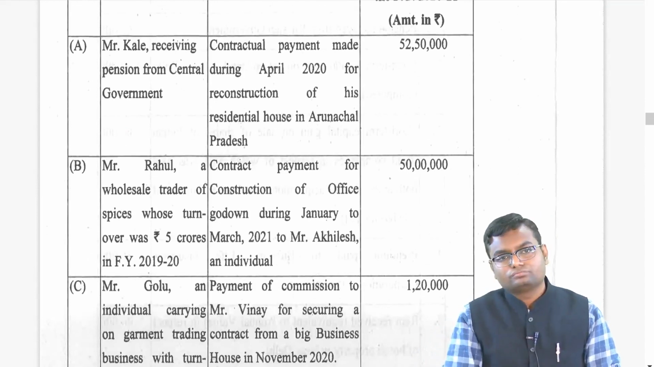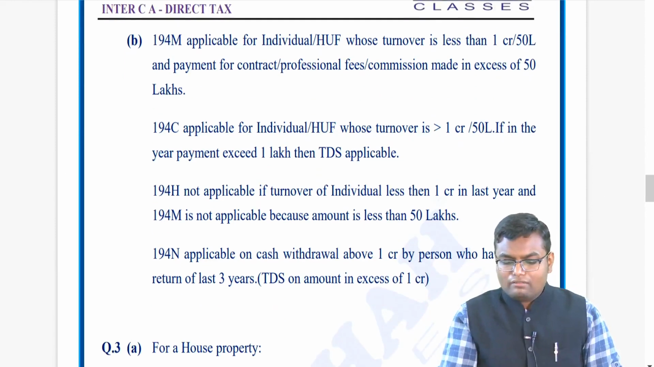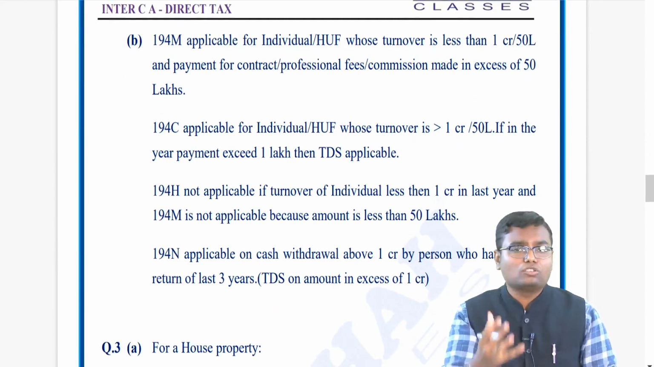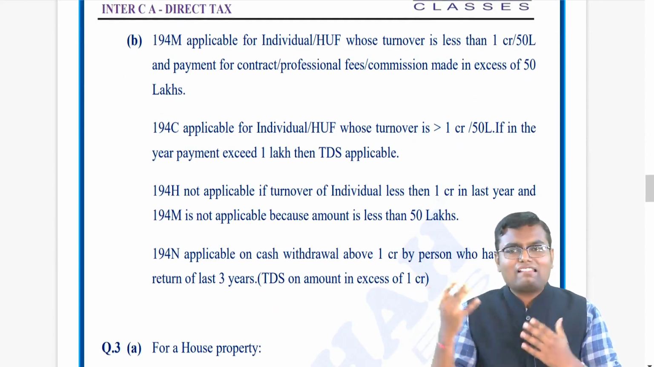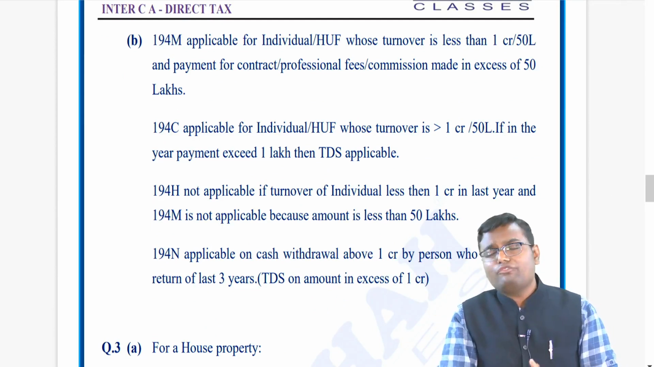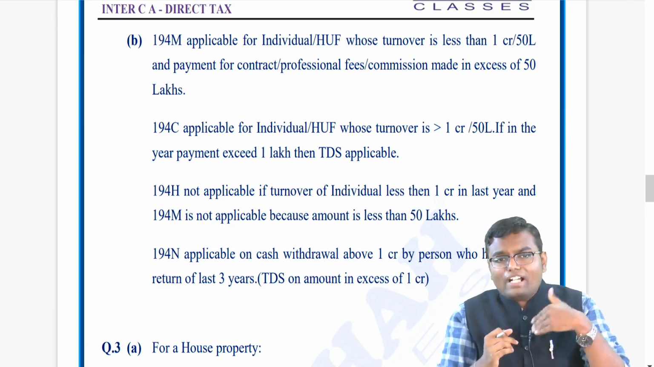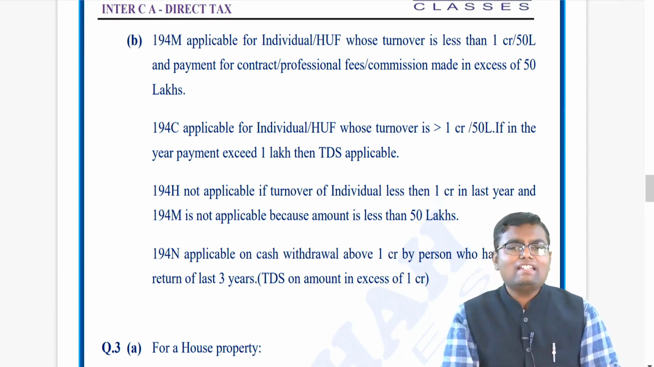Nothing. The very first thing, just to make some of the points, 194M is applicable for those individuals and HUF whose last year turnover was not more than 1 crore and 50 lakh. And in this year, if you are making payment for contract payment, professional fees or commission over and above 50 lakh, then TDS under 194M will be applicable.